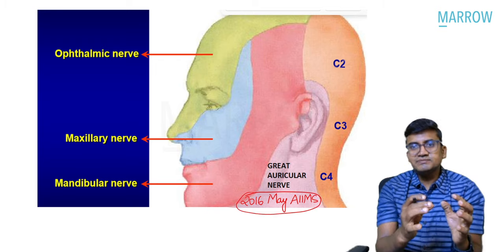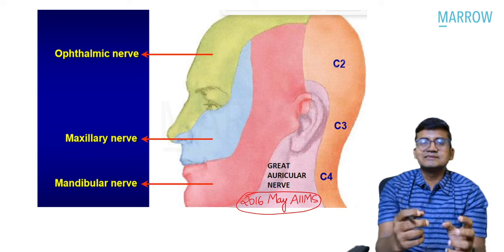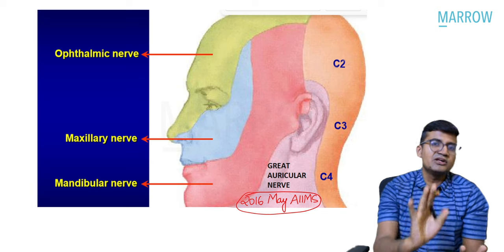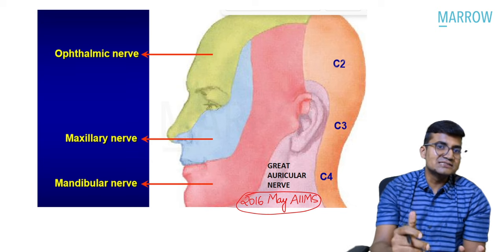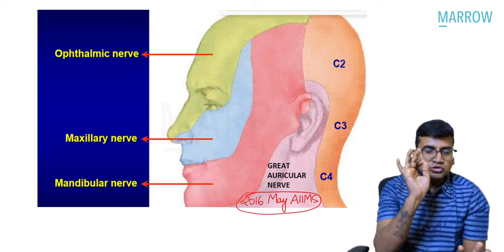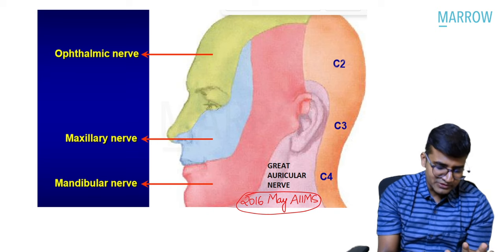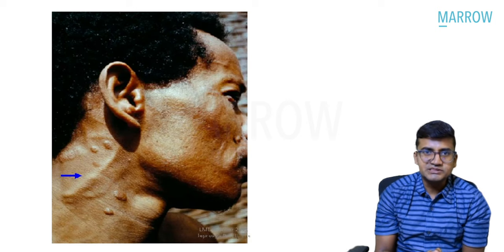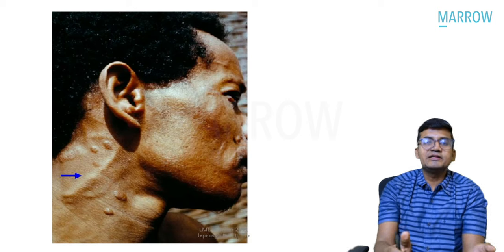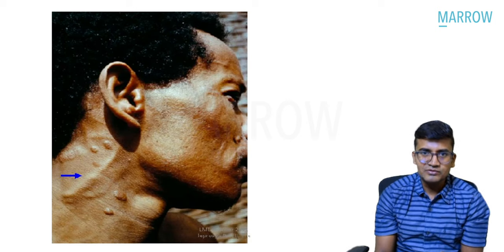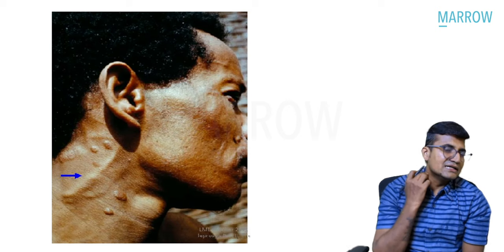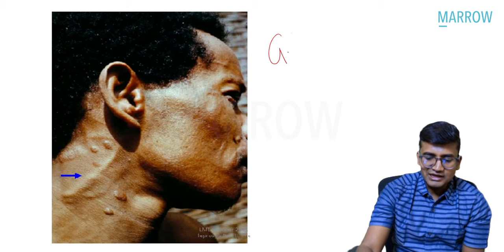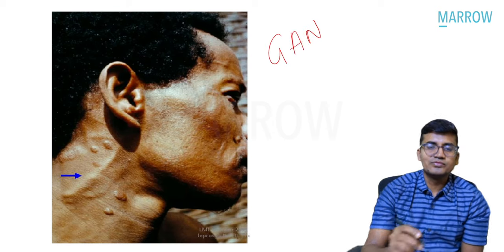Now this question, they keep on asking. The base is only one thing: angle of the mandible is supplied by the great auricular nerve, but we are getting this question in a different way. In the 2018 NEET exam, see this question. This is the image of a patient with leprosy. They ask you to identify the marked nerve in the given diagram. Now in this diagram, the nerve is going to the auricle. So what is the answer? This is our great auricular nerve.